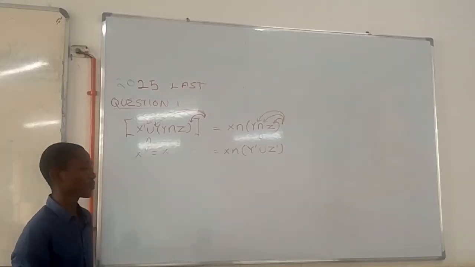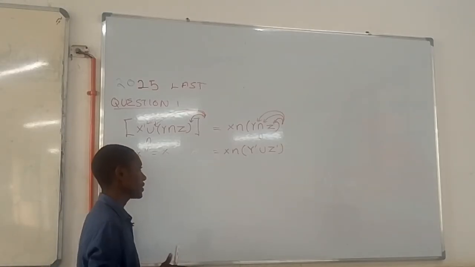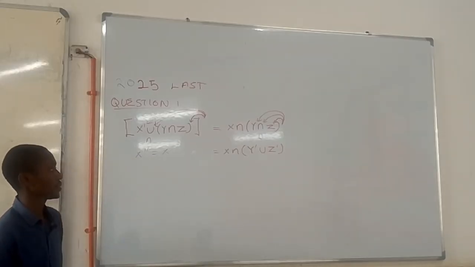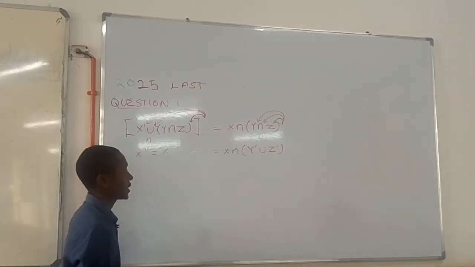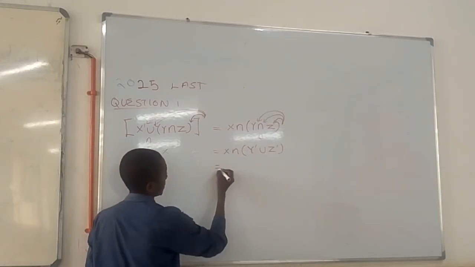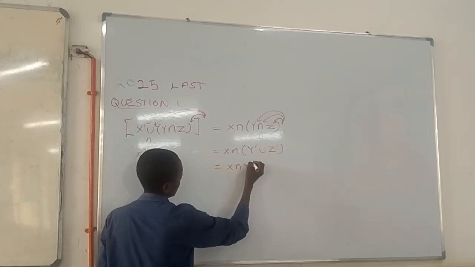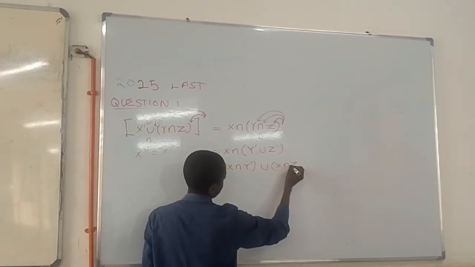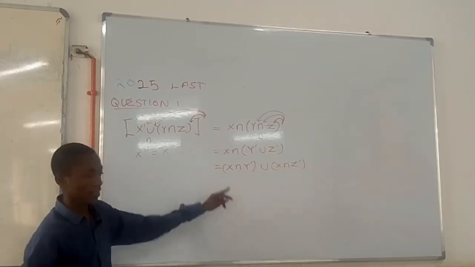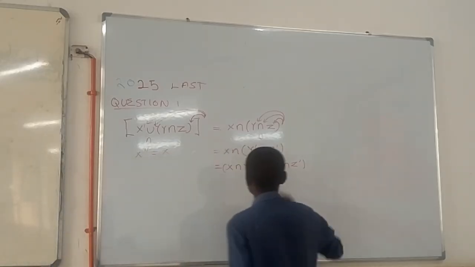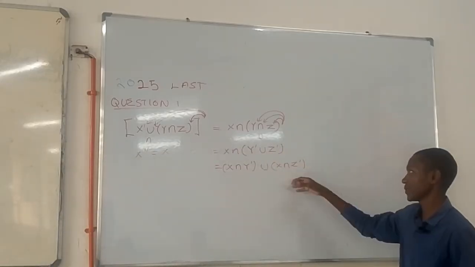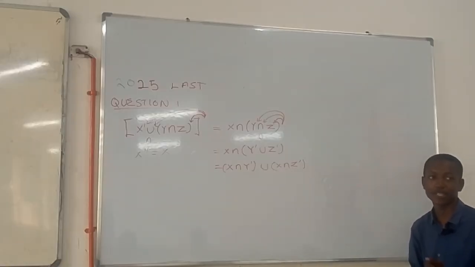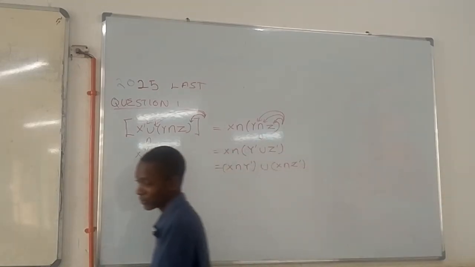If you reach this point, the only other thing you can do is use the distributive property where you expand this, and we can write this as x intersection y complement union x intersection z complement. It can't go further than this. For some lecturers it's not an issue, but it can't go further than this. Are we all good? Yes. Okay, so that was how you deal with the first one.